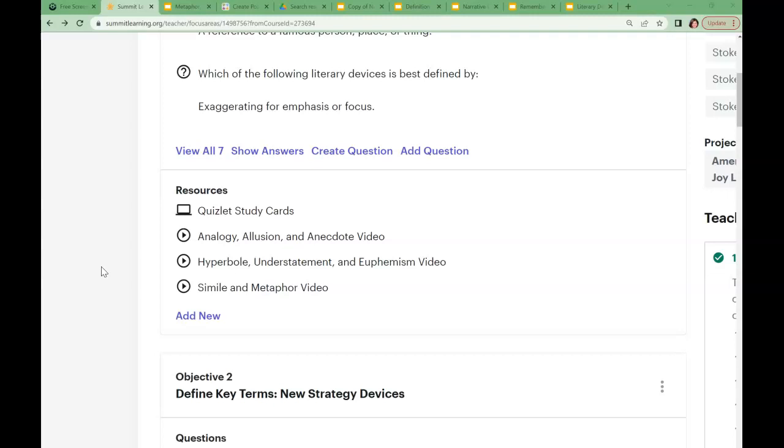So analogy, allusion, anecdote, hyperbole, understatement, euphemism, simile, metaphor. If any of those don't ring as familiar, go look them up before you take this assessment, and also add them into your notes if you don't know them off the top of your head.